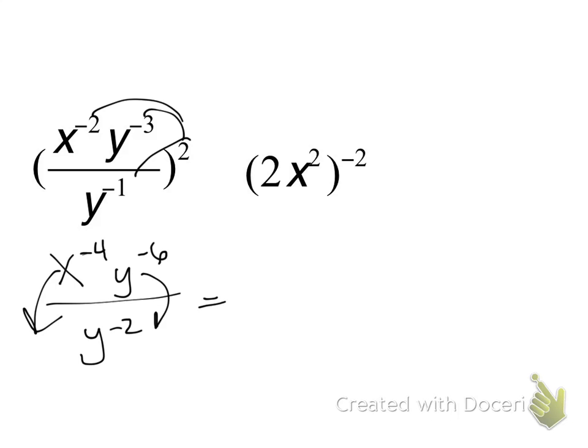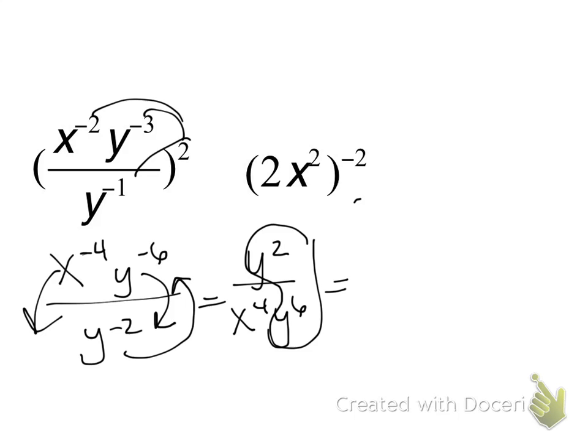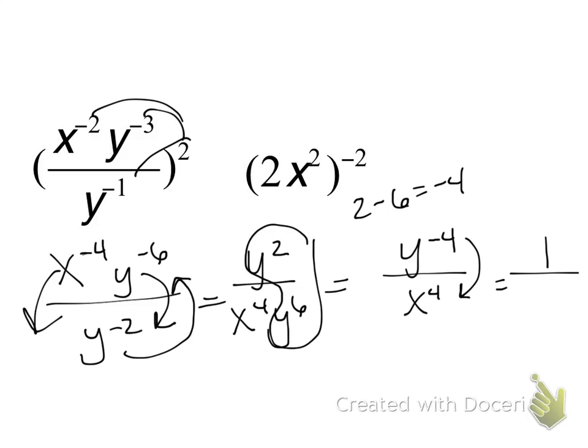Okay, now I got to move things around because I can't have negative exponents. So my x and y are dropping, and this y is coming up. So I'm going to have y squared over x to the 4th, y to the 6th. Now we got to do our y's here. We can combine those. So 2 minus 6 is negative 4. So if I have y to the negative 4 over x to the 4th, this will need to drop, so I got 1 over x to the 4th, y to the 4th.